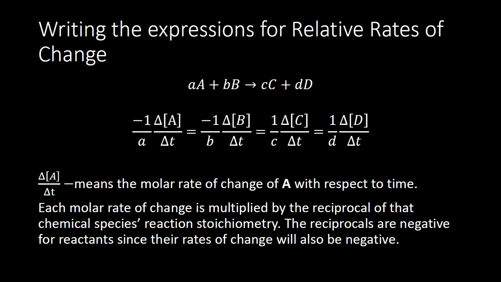Delta A over delta T, that just is the molar rate of change of A with respect to time. How is its concentration changing? And those fractions, they're just the reciprocals of the stoichiometric coefficients. But they were made negative if they were from reactants.